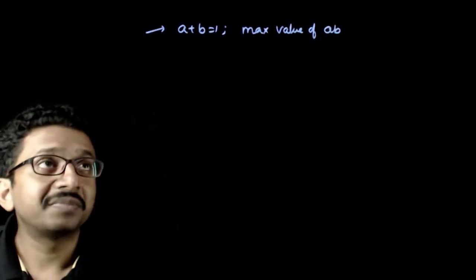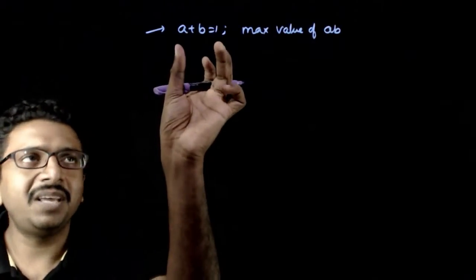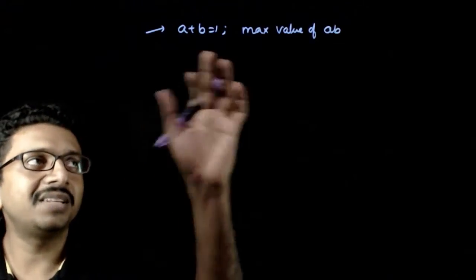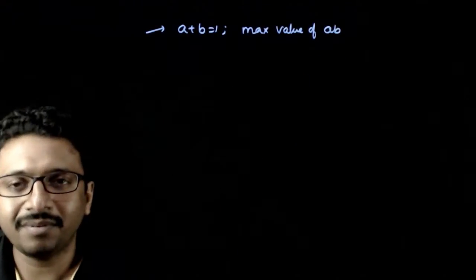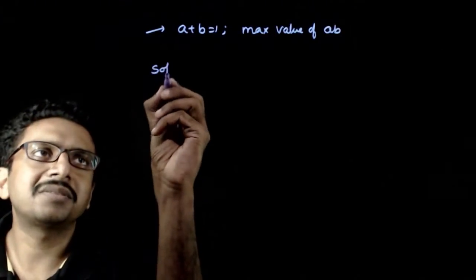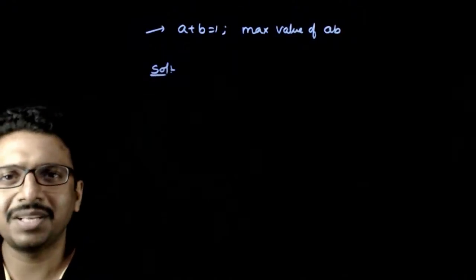So welcome students. In this question you are given that a and b are two numbers whose sum is equal to 1. If that is so, what is the maximum value of the product of them, ab? So how do we do this? There are a lot of ways to do this.